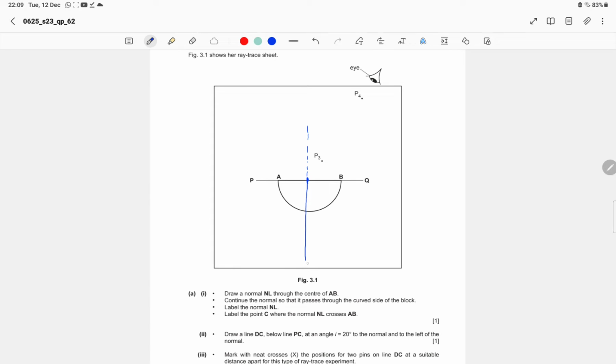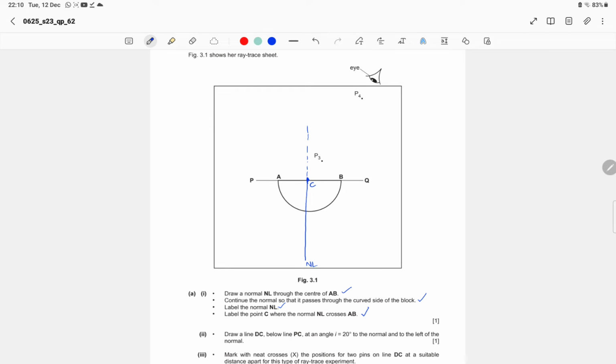So this is going to be your NL, and we have to label this. Okay, this is done. Continue the normal so that it passes through the curved sides of the block, and label it NL. So we have done this, we have continued this till here. Label the point C where the normal NL and AB cross. So this is point C. Okay, this I have already done.